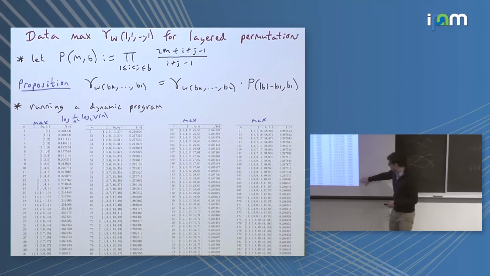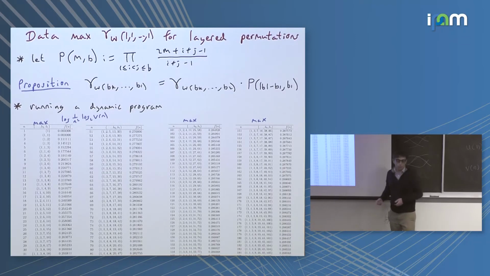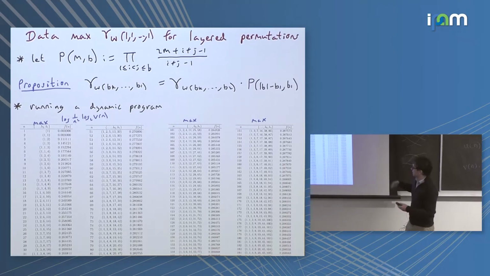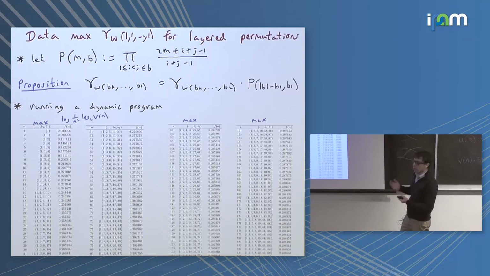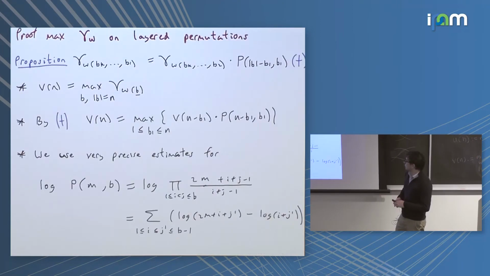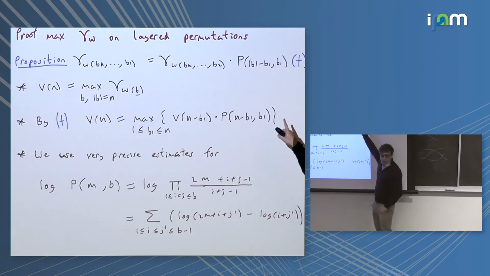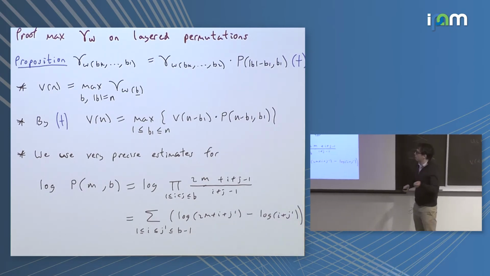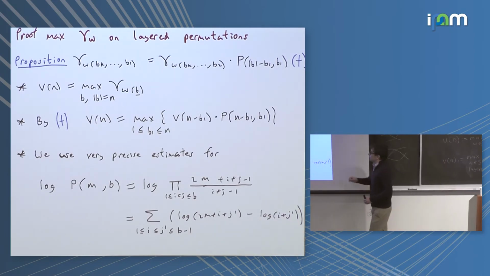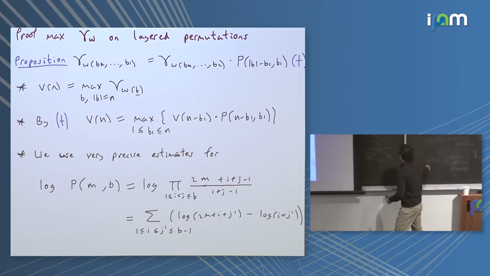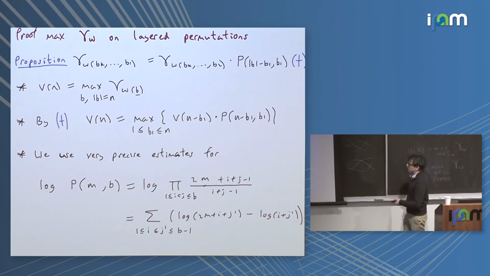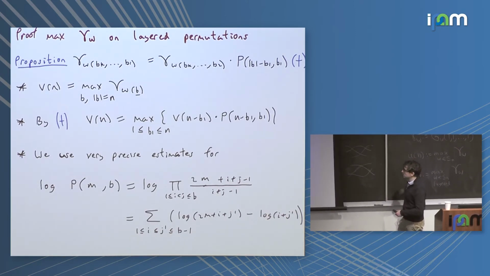Okay, but it's converging slowly to this 0.29. But anyways, this is computational. Let's try to turn this into a proof. This is again just to remind you of that recursive way of taking one run at a time. Vn is just the maximum over all compositions that add up to n of the Richardson permutations.